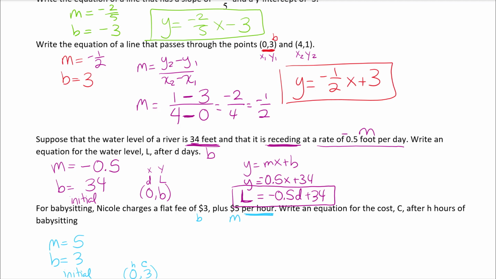So a lot of students want to write y equals m, which is 5x plus 3. But we don't want y and x, we want h and c. C is going to be replaced by y, h is going to replace my x. So the cost is going to be $5 for every hour plus $3 tacked on as an initial fee for her babysitting services. So C equals 5h plus 3.